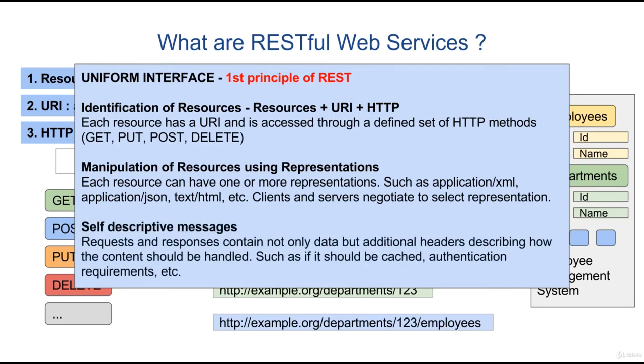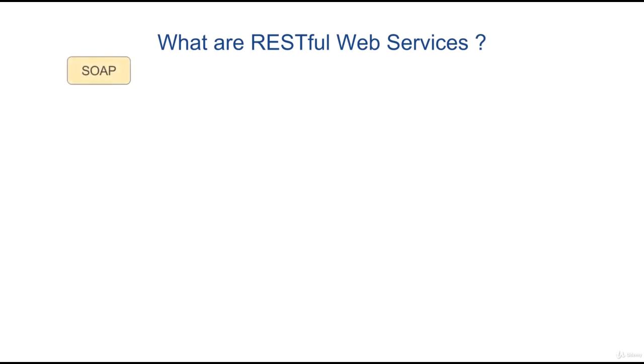The other thing is, the first principle, uniform interface, also says that the messages that get transmitted are self-descriptive. That means that it does not only contain the actual data, but it also contains some more information. For example, whether a response has to be cached or not, whether the request has to be authenticated or not, all this information will be there in the message itself.